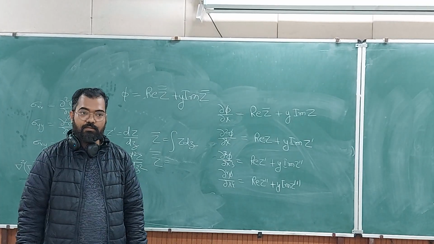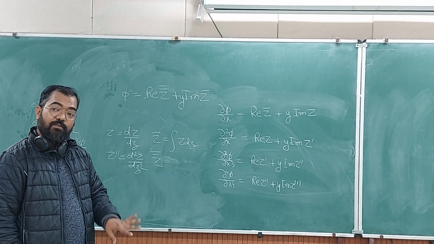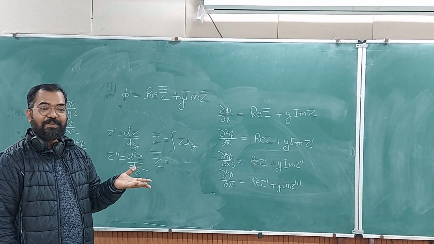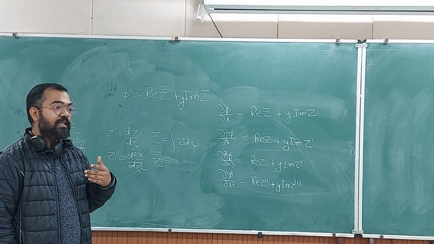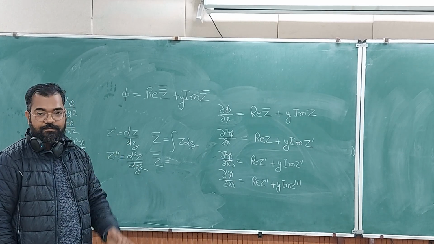Okay, now we will do the other one. del to the power 4 phi by del y to the 4. Do it.